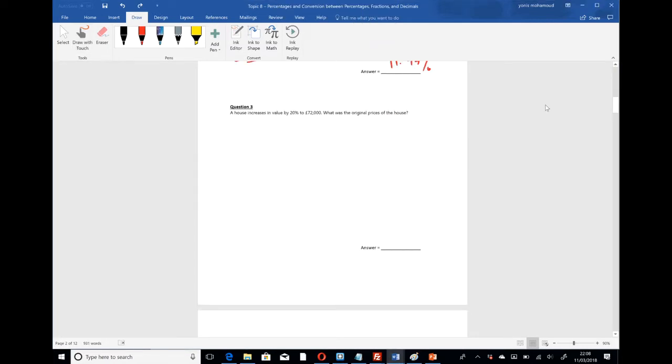Okay, so let's go over question 3, which asks, a house increased in value by 20% to £72,000. What is the original price of the house? To find the original price of the house, we are essentially looking for the 100% value. We know that the price of the house increased by 20%. So that means the current value of 72,000 is equal to 120%. All I did was 100 plus 20% gives me 120. So we're working backwards and trying to find what the original value is.